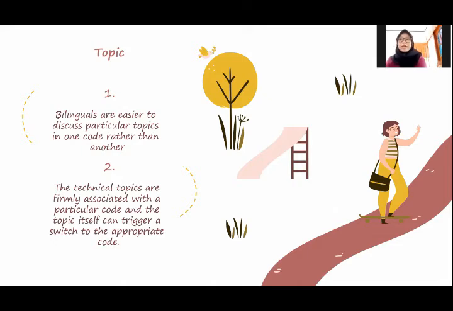This is partly because they have learned the vocabulary of economics or linguistics or physics in English. So they do not always know the words for capital formation or morpheme or electron in Cantonese. But it goes further than simply borrowing words from English. They often switch to English for considerable stretches of speech. The technical topics are firmly associated with a particular code, and the topic itself can trigger a switch to the appropriate code. Next slide.